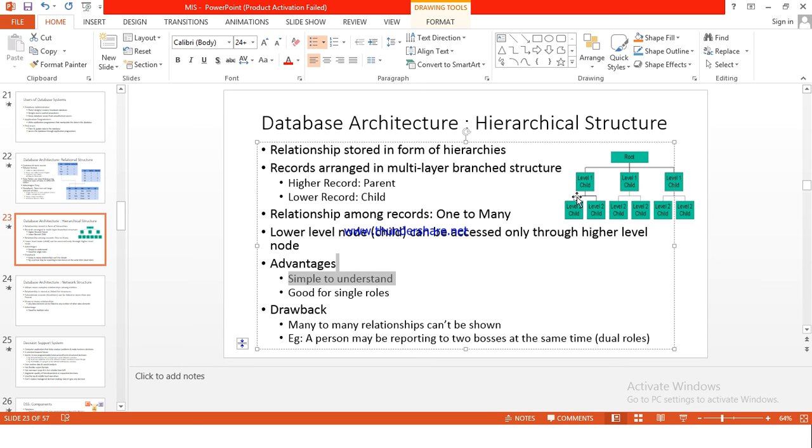When one parent is there and he has got one child or maybe more than one children, this is perfectly fine. But if the same child has got two parents, many to one kind of or many to many kind of relationships can't be shown here, right? So this is what we mean by this particular sentence. Fine. Now let us move over to the third kind.